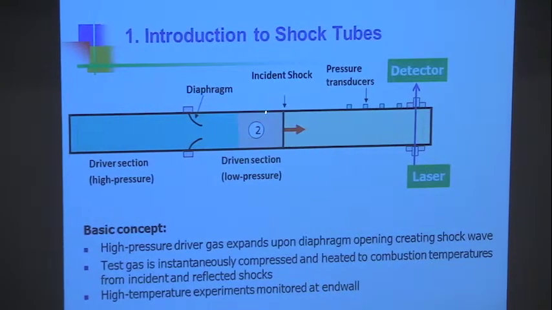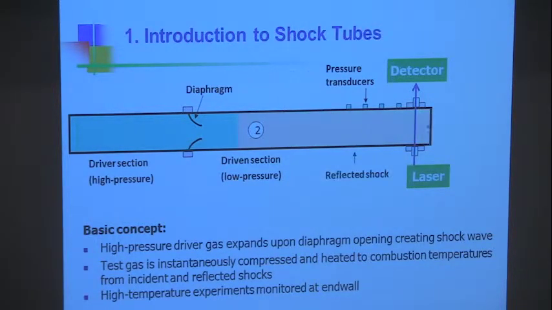A few diameters later, a wave is formed. It propagates. We call that the incident shock wave, and behind it now we call those conditions 2. High-pressure gas expands, but it effectively acts like a piston. This essentially instantaneously compresses the test gas to some incident shock temperature.